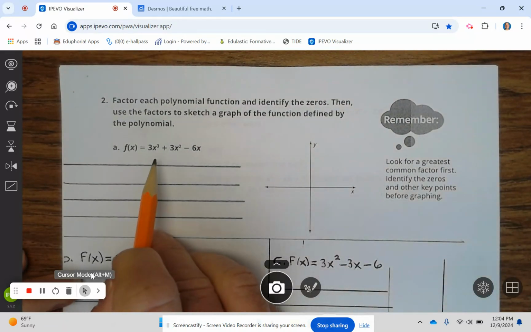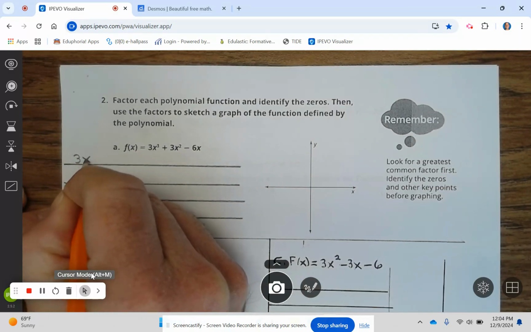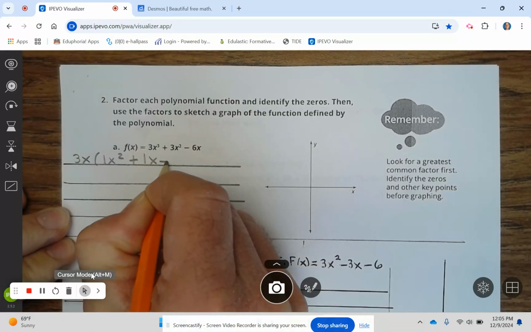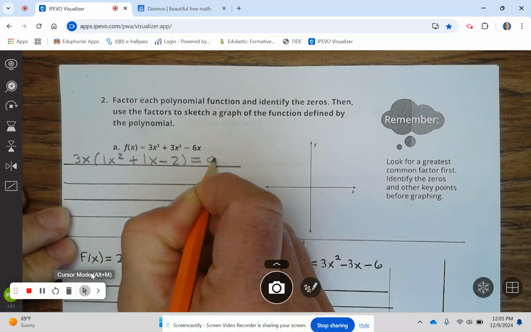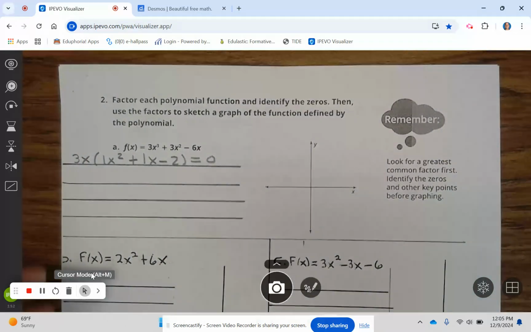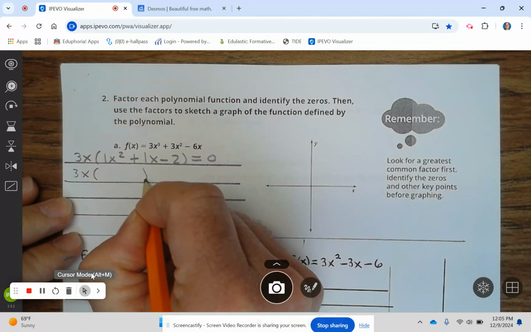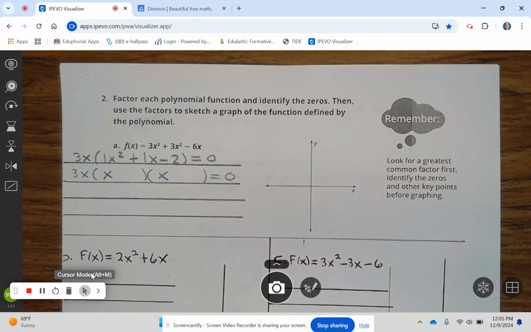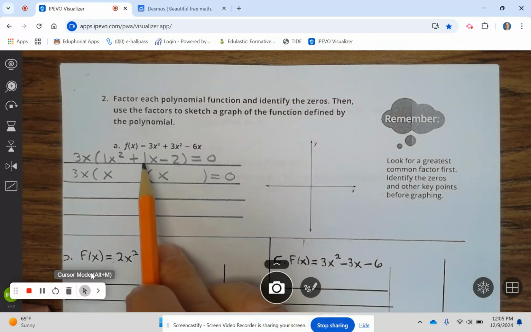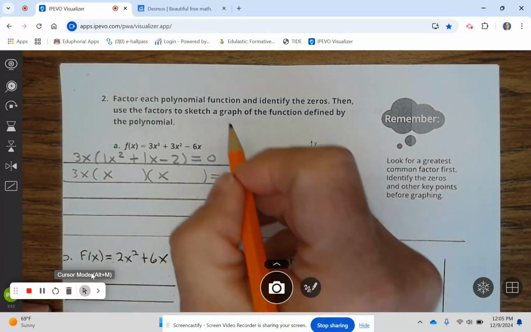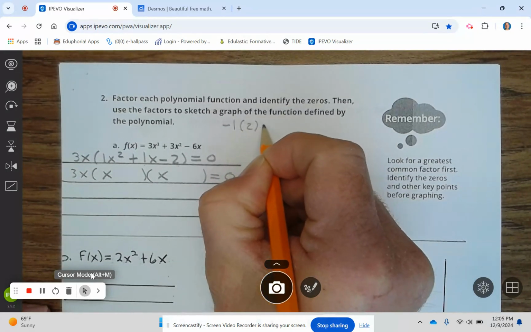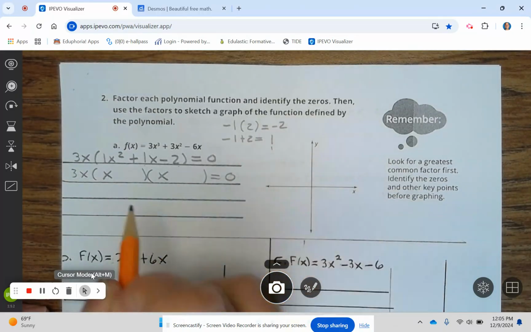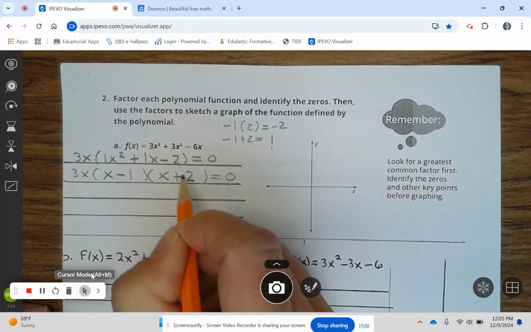Okay, so we can factor out a greatest common factor of 3x, which leaves 1x squared plus 1x minus 2. Set that equal to 0. So then we have 3x, 2 parentheses, equals 0. We know that x and x makes x squared. Now we need to figure out what numbers multiplied give you negative 2 and combined to be 1. Since the middle number is positive, the bigger number is positive. So negative 1 times 2 is negative 2. Negative 1 plus 2 is 1. So we have our negative 1 and 2, so our factors are x minus 1, x plus 2.